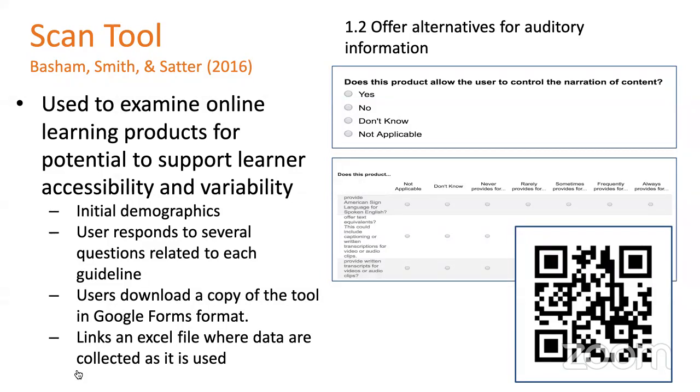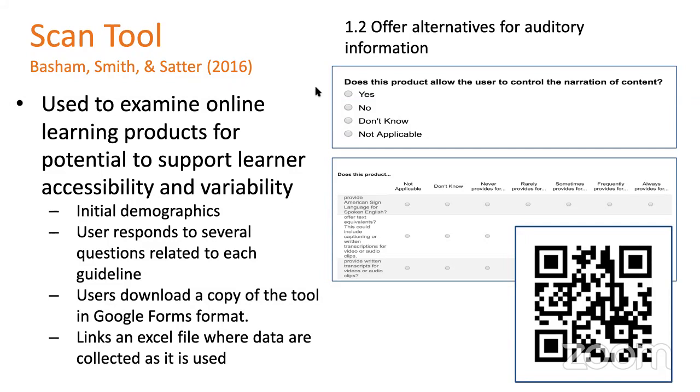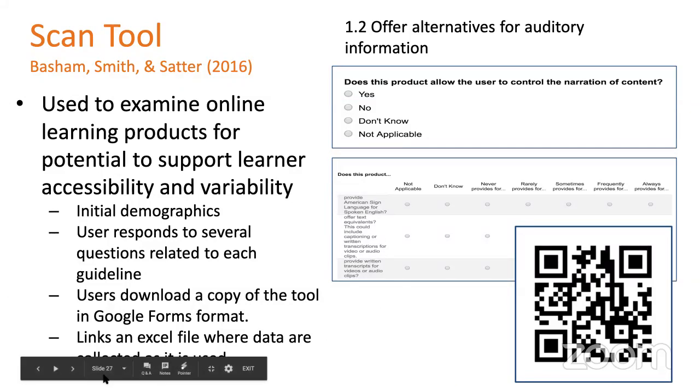let me go back to this one, yeah. So one question, for example, 1.2, offer alternatives for auditory information. And they first ask, does the product that you're looking at allow the user to control the narration of content? And then it goes on to ask another question, does the product offer ASL? Does it offer text equivalence? Does it offer transcription? That sort of thing.